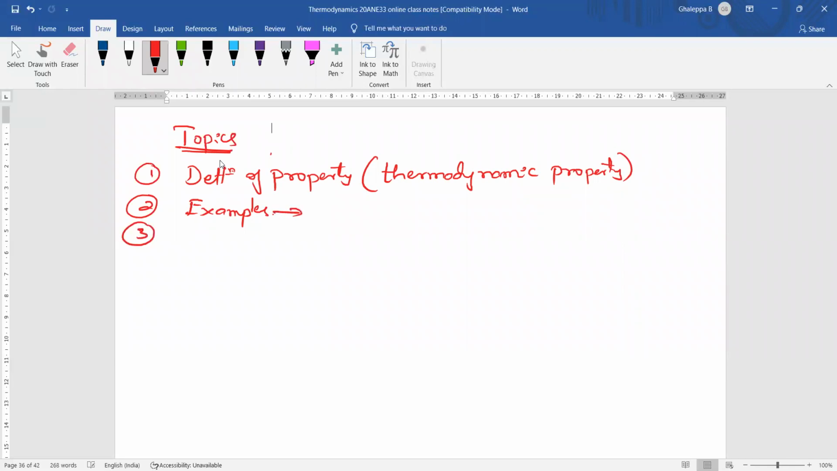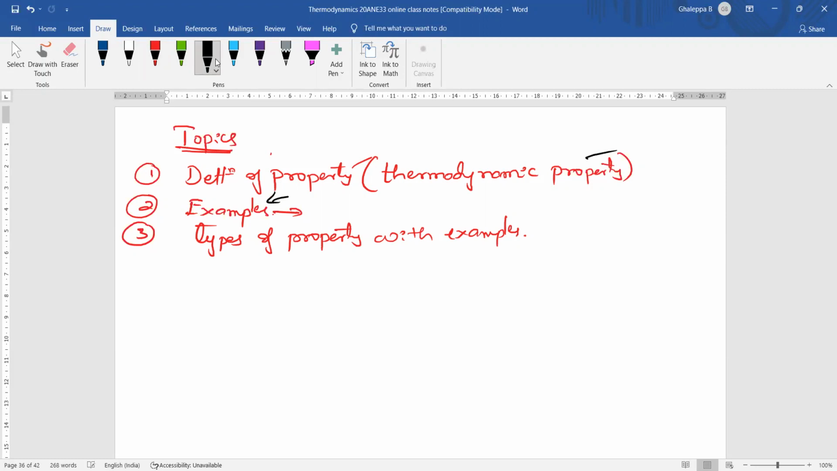And the third topic is types of property or classification of property with examples. These are the three topics we'll cover in today's class. So first one is property. Before giving the definition of the property, I will give the examples so that you'll understand better.